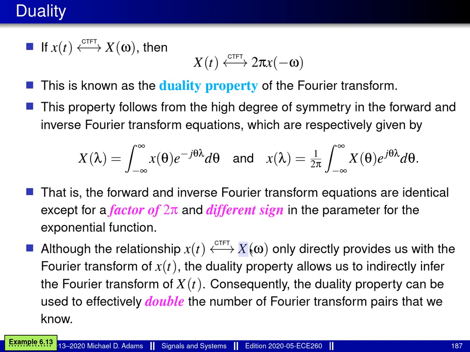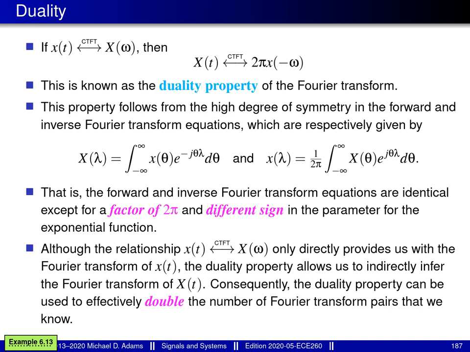So not only does this Fourier transform pair give us the Fourier transform of little x in a direct manner, it also indirectly gives us the Fourier transform of big X. So effectively, using the duality property, we can double the number of Fourier transform pairs that we know. And this is very useful in practice, because often knowing more Fourier transform pairs is very useful for solving problems.